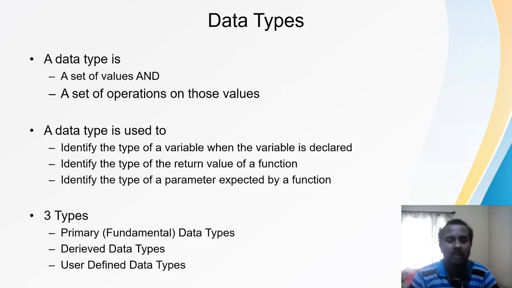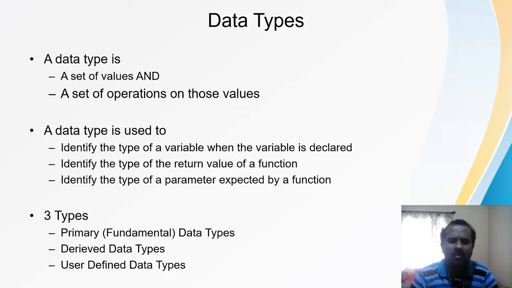Data type will tell us about the set of values and the operations that can be performed on those values. For example, when I am saying set of values, we are telling about whether it is character values, whether it is integer value, that is whether it is whole number, or whether it is real number, that is with the decimal point number, or whether it is very long number, like that. It is mentioning the domain or the set of values.